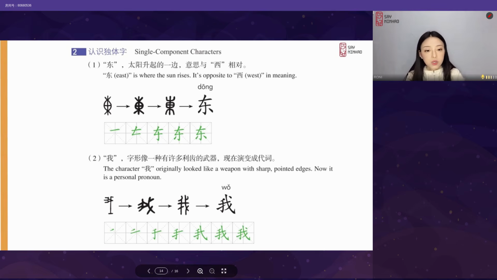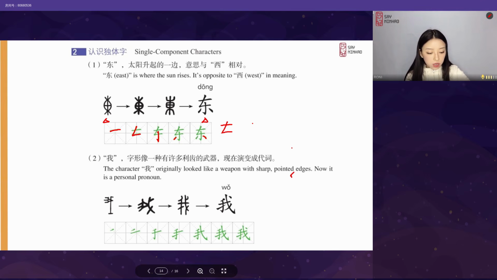First one is 东, which means the east, opposite to the west. It actually means where the sun rises at the ancient time, and now it means the east. The east. Let's see the order of writing the strokes. First one, we will write a horizontal at the upper structure of this word, and then a left falling to turning, and then a vertical hook, and then two dots. Try to write it with me.